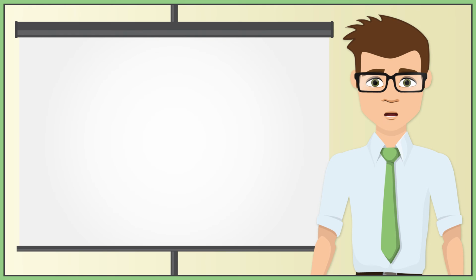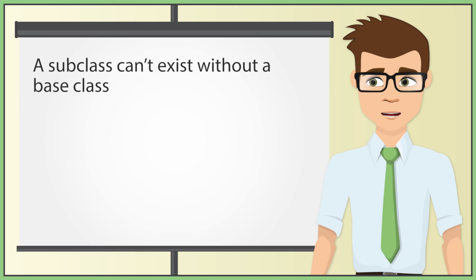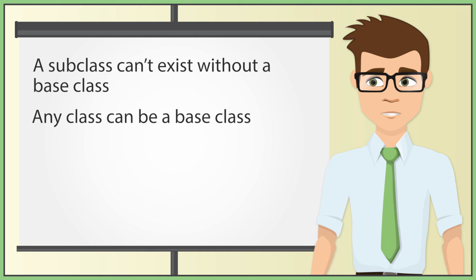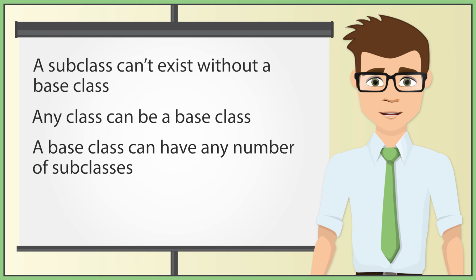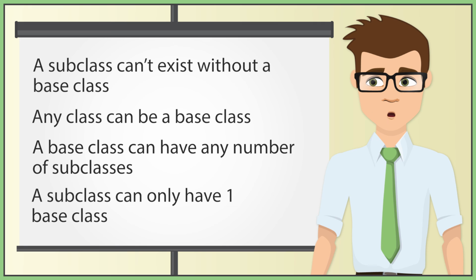That was a lot, I understand. So here are the takeaways on subclasses. Every subclass needs a base class that it inherits data from. A subclass can't exist without a base class. Any class can become a base class, even a subclass. A base class can have any number of subclasses, but a subclass can only have one base class. Let's test these ideas out with our interactive exercise.